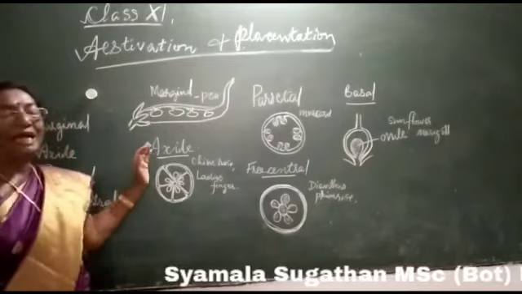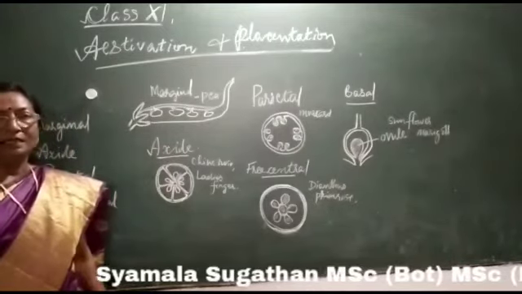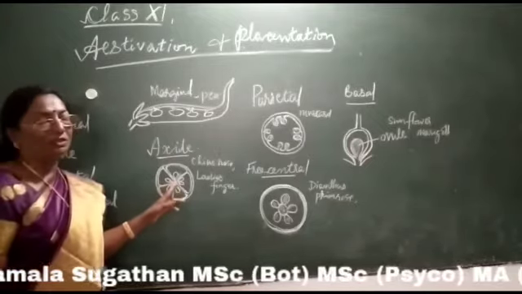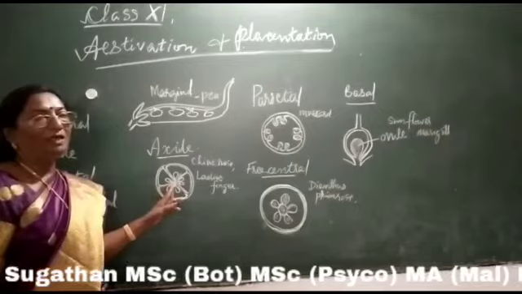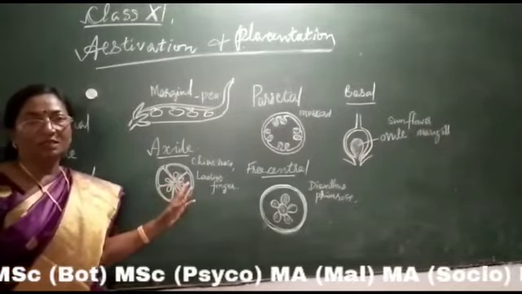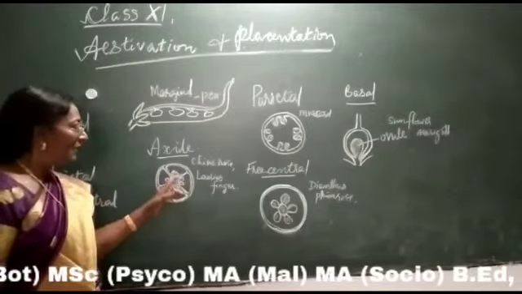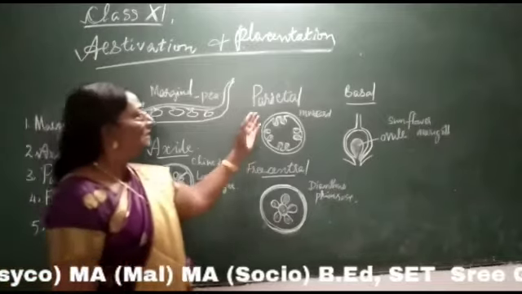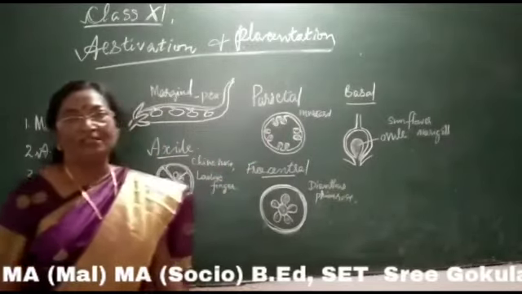The second one is axial placentation. In the case of axial placentation, the ovules are arranged on the central axis, which is separated by septum, as seen in the case of hibiscus, lady's finger, etc. This is axial placentation. Then comes the third type, parietal placentation.